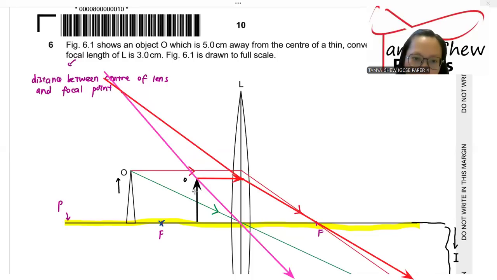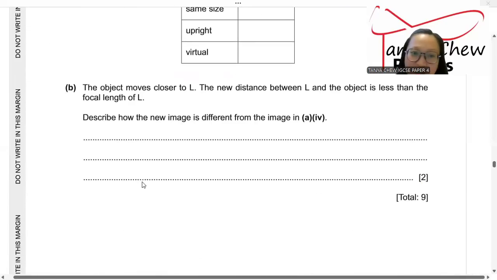Could you see that compared to the object, the image is taller. And since the image is being formed in front of the lens, image is said to be virtual image, right? And this concept is being used in magnifying glass. See that? So I'm going to answer the question right now.